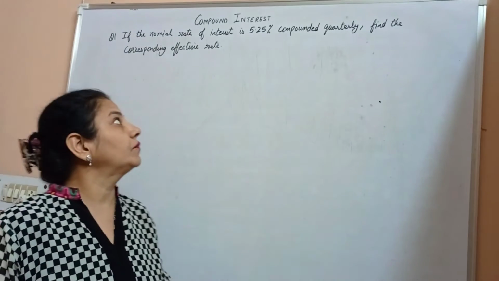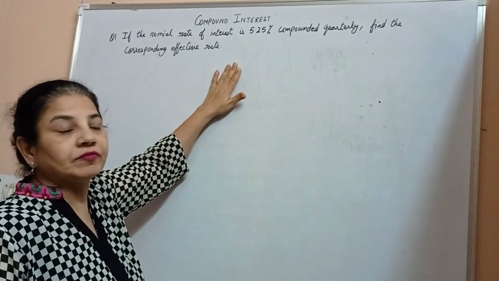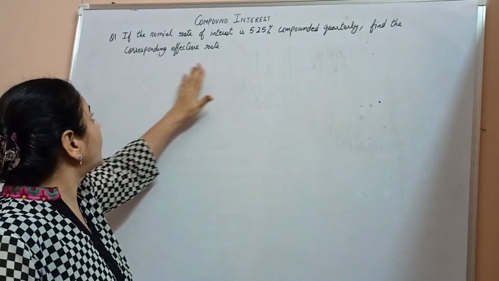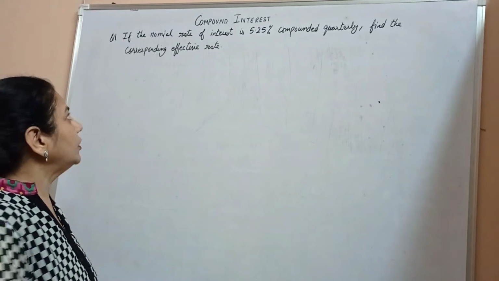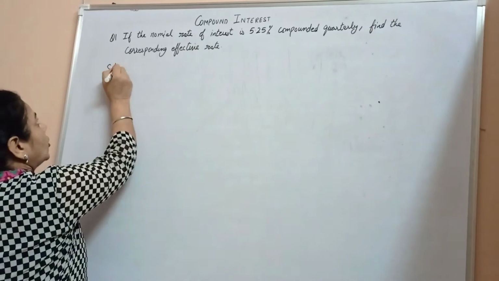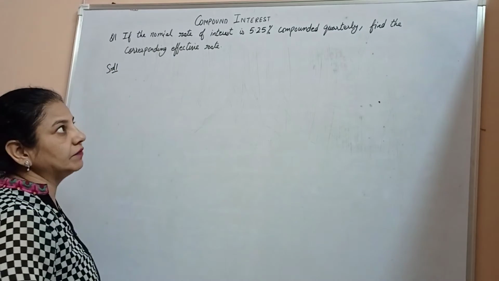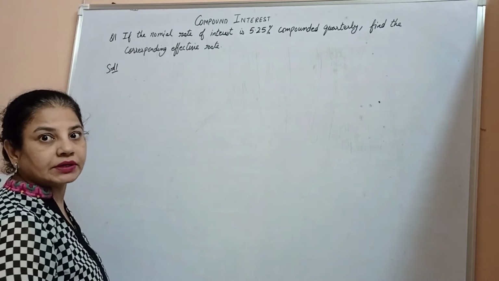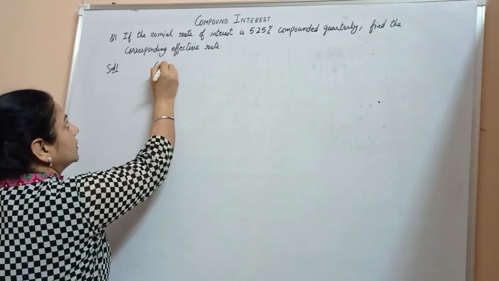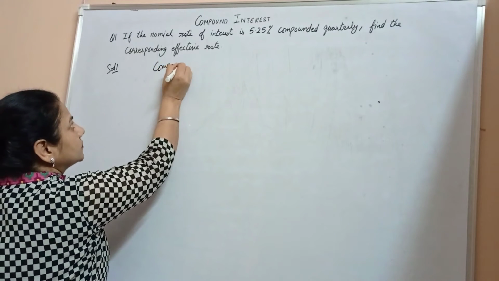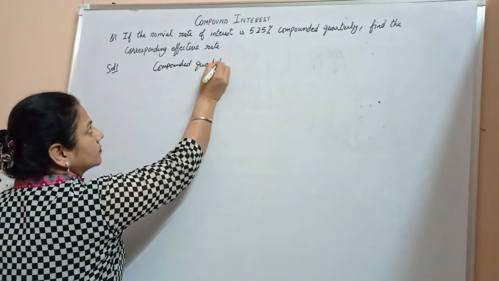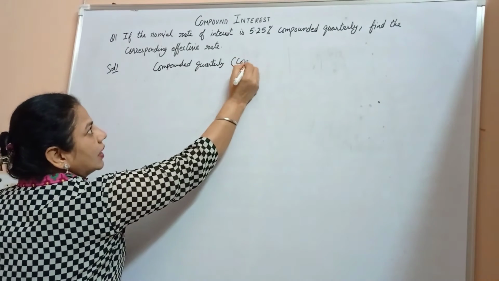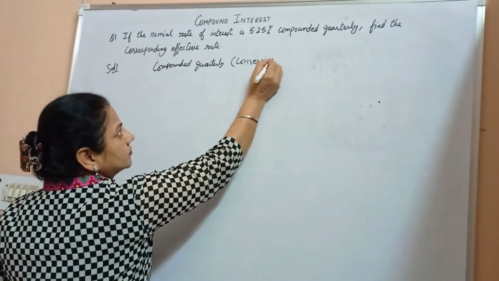If the nominal rate of interest is 5.25 compounded quarterly, find the corresponding effective rate of interest. We know that if the nominal rate of interest is 5.25 and it is given compounded quarterly, then we use the conversion period. Compounded quarterly means we apply the conversion period.